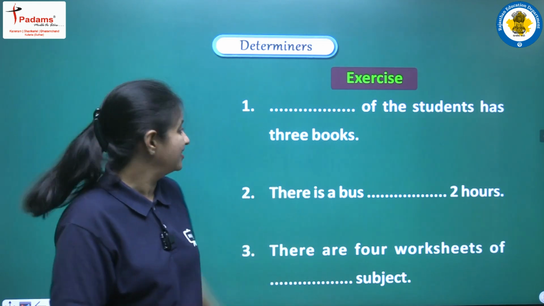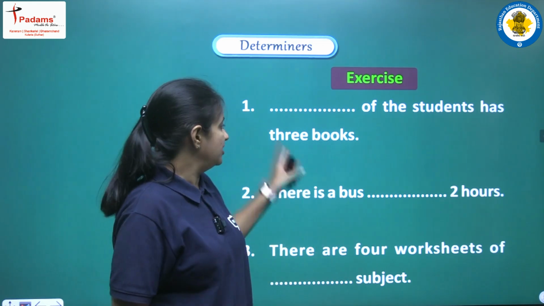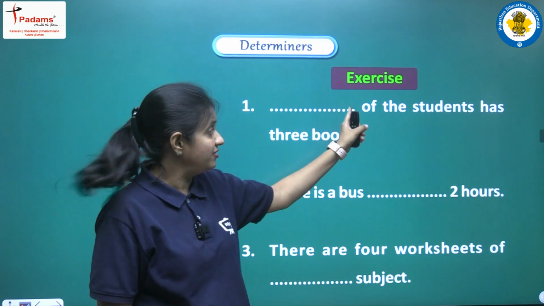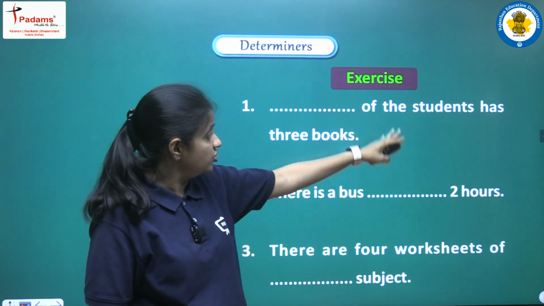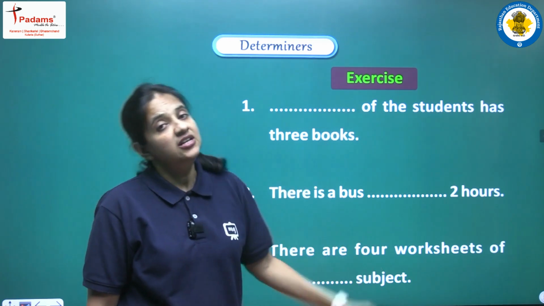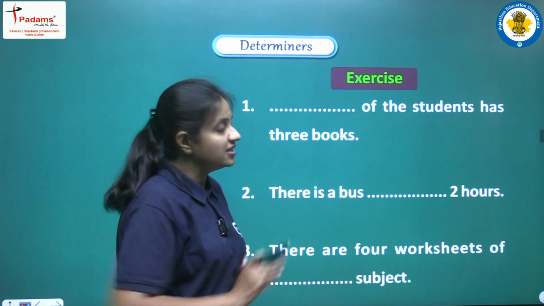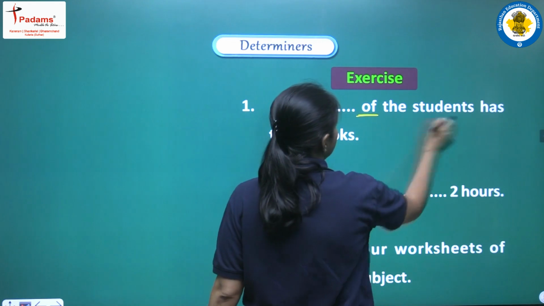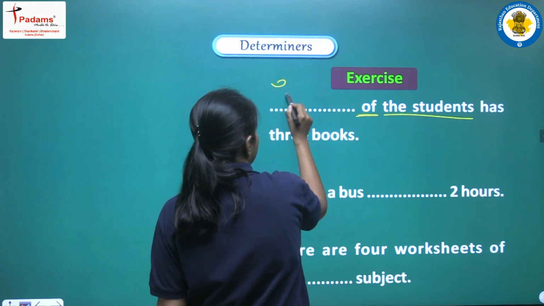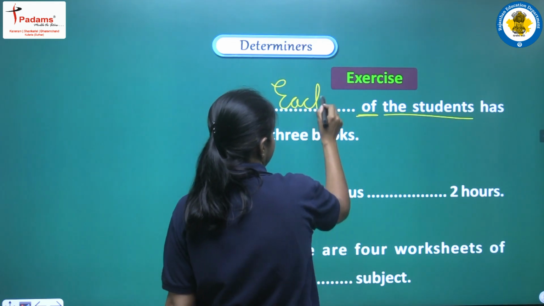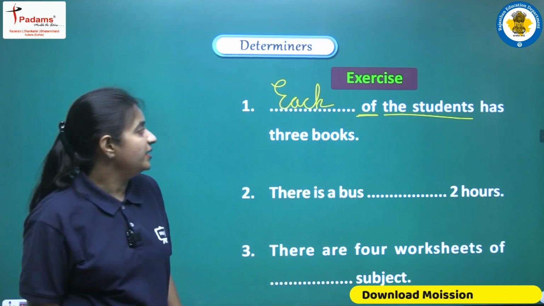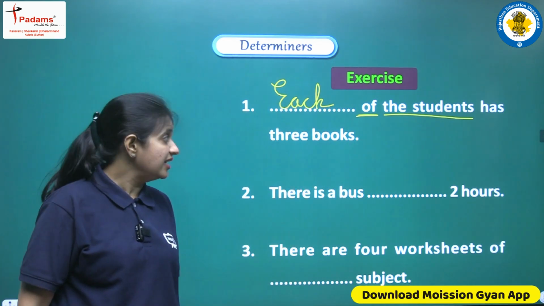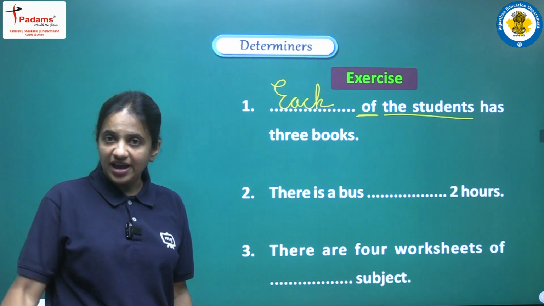So let's start with our first sentence. In the beginning we have one blank. After that, "of the students has 3 books." We have already discussed that if we have "of" plus plural, then we have to use each. So our answer will be: each of the students has 3 books, right?